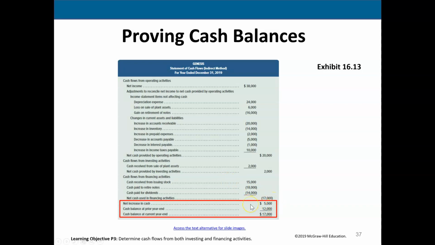That is the net increase in cash, which does coincide with the financial statements that we looked at a few slides prior. Cash balance at the end of the year is $12,000. Add the two together. That gives you $17,000, which is what it was at the end of the previous year, or what we started the year off with. So we proved cash.